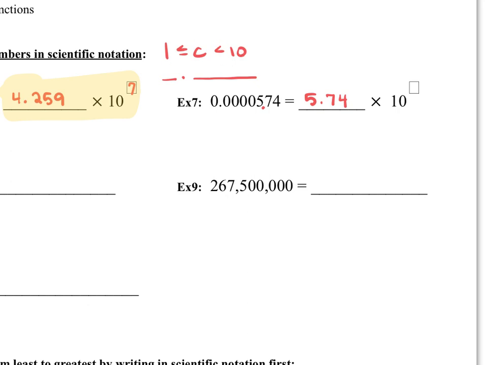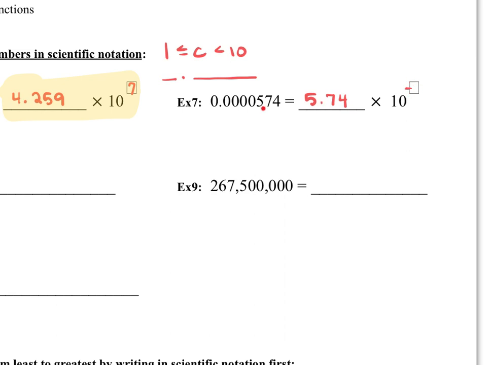The next thing I want to decide is if my reader was looking at this C value, where would I want them to move this decimal in order to get back to this really small number? Would I want them to go to the left, or would I want them to go to the right? Since it's a really small number, I want them to move to the left. What that tells me about my power of 10 is my power of 10 is going to be negative. Now I just have to figure out how many times I want them to move it.